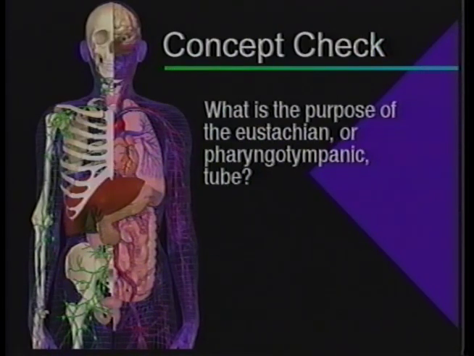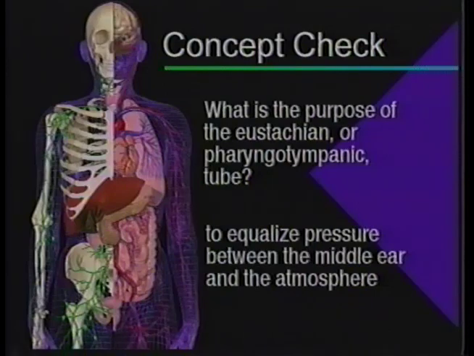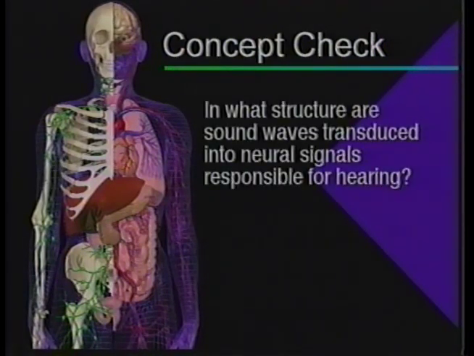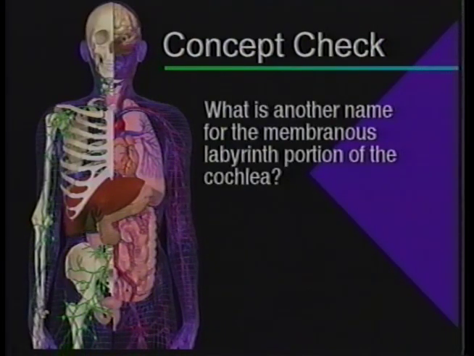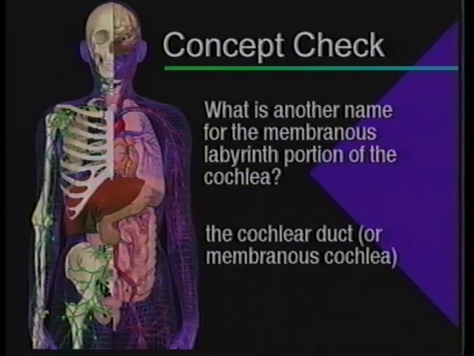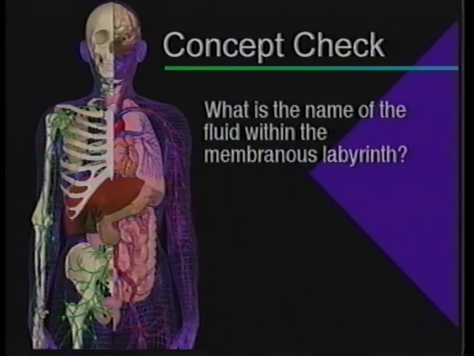What is the purpose of the eustachian or pharyngotympanic tube? In what structure are sound waves transduced into neural signals responsible for hearing? What is another name for the membranous labyrinth portion of the cochlea? What is the name of the fluid within the membranous labyrinth?